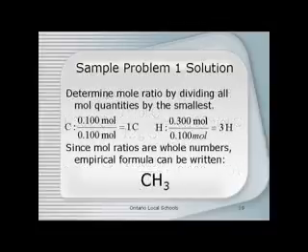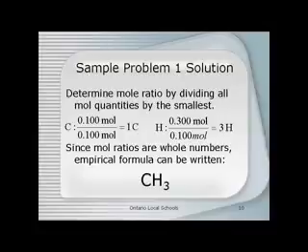Next, we want to find the mole ratio by dividing all the mole quantities by the smallest. So for our carbon, we take its 0.100 moles and divide it by the smallest quantity, which is the moles of carbon, 0.100 moles. So we have 1 carbon. For hydrogen, we take our 0.300 moles divided by the smallest number of moles, which was 0.100 moles. So we get 3 hydrogens.